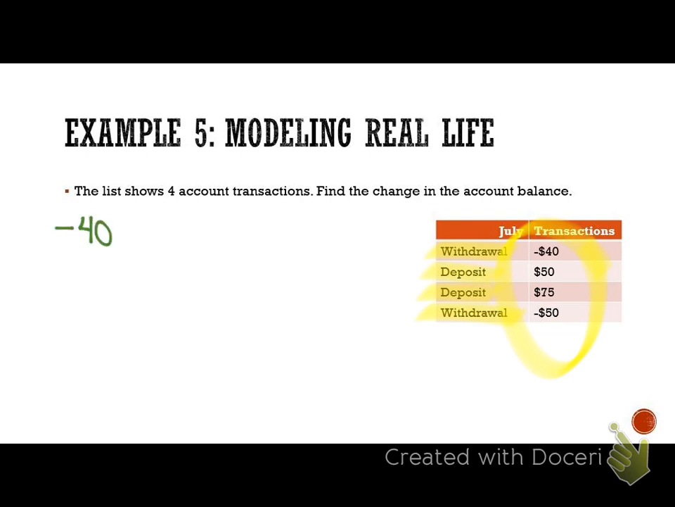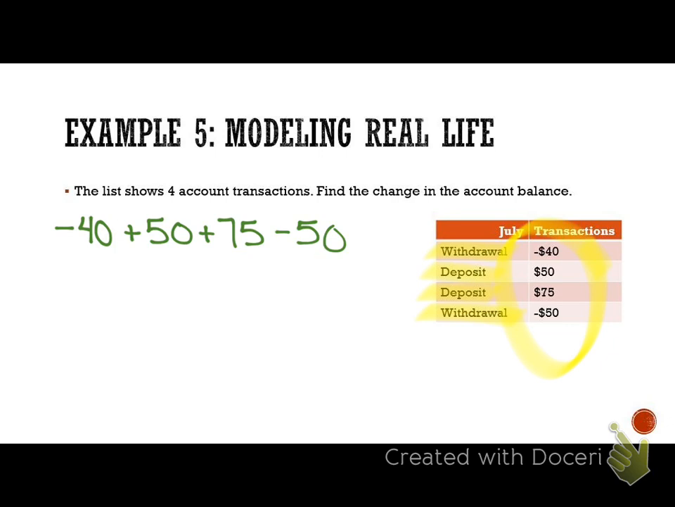So it's asking us to find an ending balance. If I take out $40, and I do want you to write this, and I add $50, I deposit $50, then I deposit $75 more, then I withdraw $50. Now, there's a couple ways I can do this. I can just work left to right. Negative 40 plus 50 plus 75 minus 50. Sometimes you might have to do that.